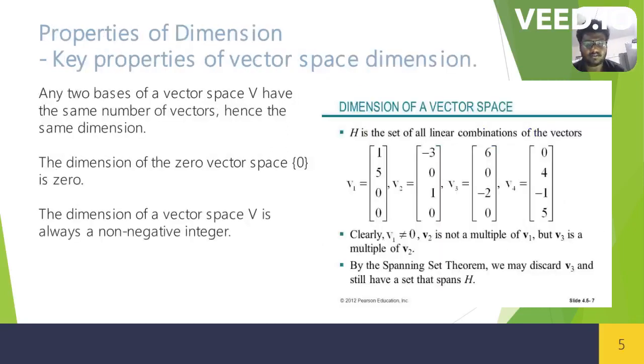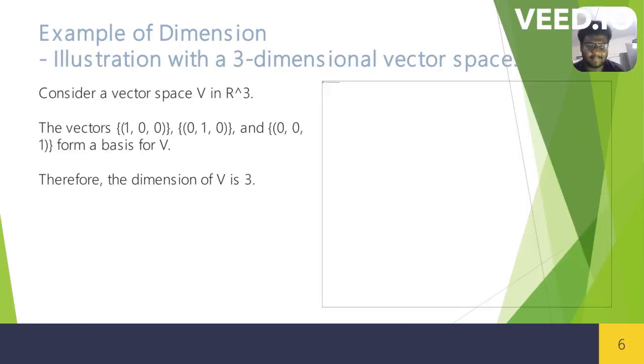Properties of dimension. Key properties of the dimension of a vector space: any two bases of a vector space have the same number of vectors, hence the same dimension. The dimension of the zero vector space is zero. The dimension of a vector space V is always a non-negative integer. Example of dimension.